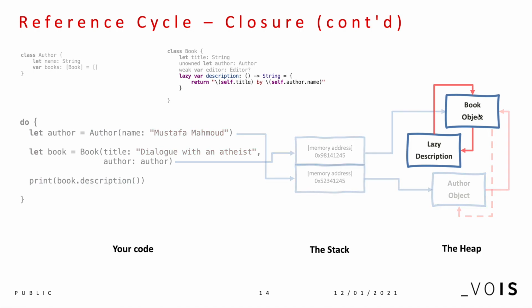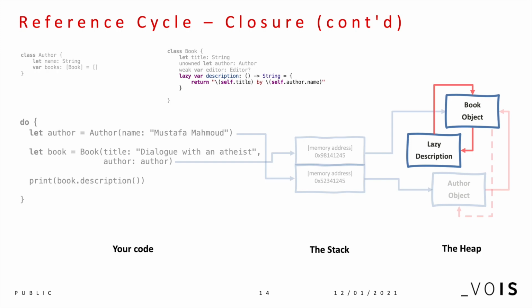Here we have a strong reference cycle between the book and the description. At the end of a scope, only the author's deinit method runs. To break the cycle, we'll need to know about a language feature called capture list. Capture list is a language feature to help you control exactly how a closure extends the lifetime of the objects it refers to. Simply, there is a list of variables captured by a closure.